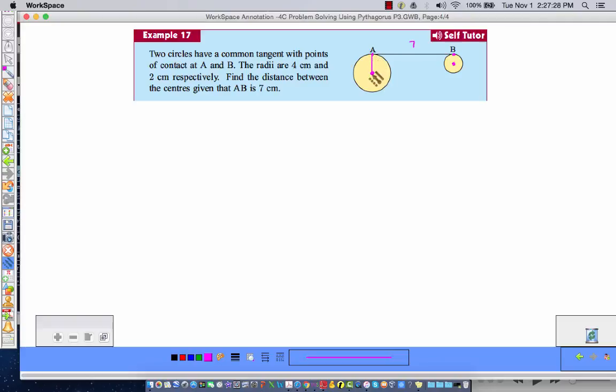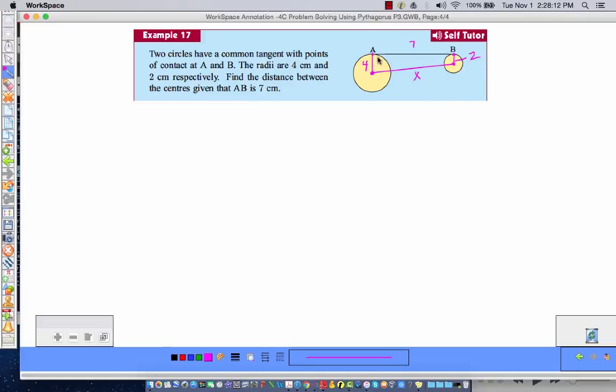Let's see. First of all, I'm looking for this distance right here. Let's go ahead and call that x right away. So this is x. That's what I'm trying to solve for. And it's not 7, because from here to here is 7, but this is tilted, so we know it's not 7. Now I'm going to put in the radii of the circles. So I am told that this radius is 4. So this is 4. And this radius right here is 2.